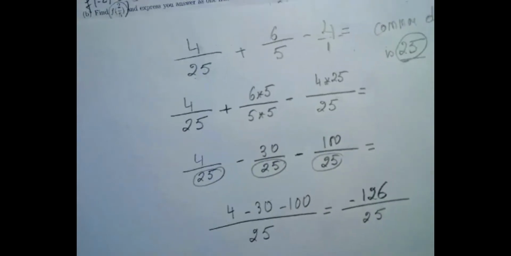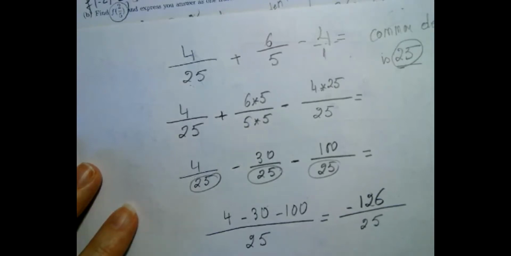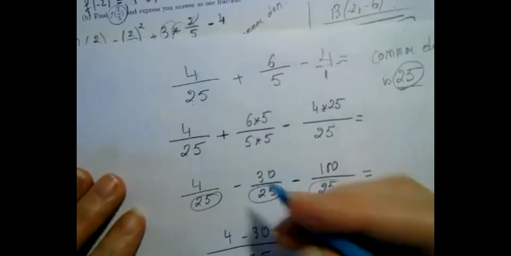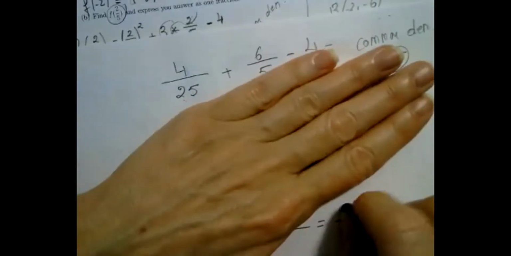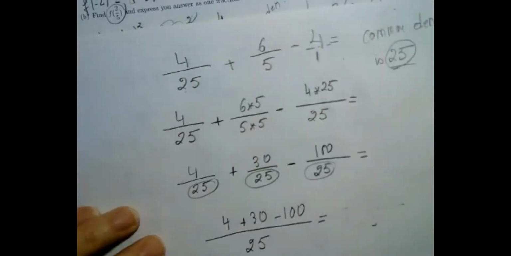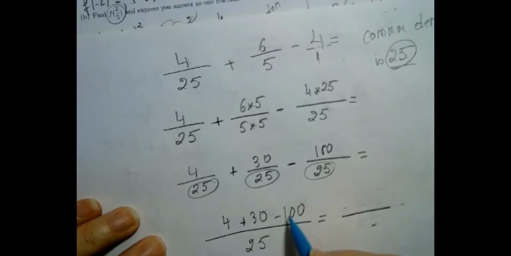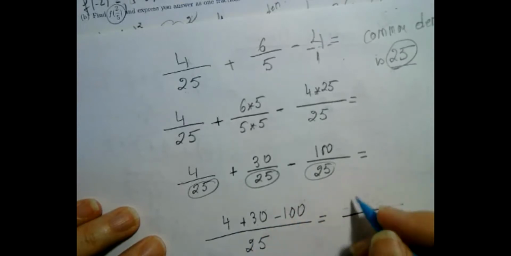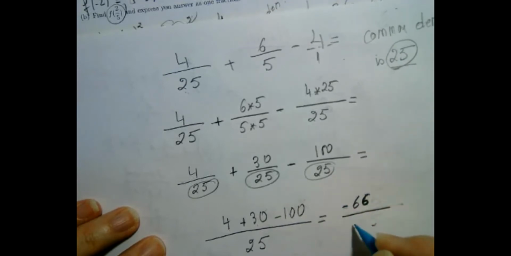Okay. Why did you switch the sign from addition to subtraction? Where? Oh, in the third step, yeah. Oh, yeah, because I made a mistake. Thank you very much. I have no idea why I did that. Thank you. That's going to give me minus 70. Minus 66. Thank you very much. Okay.